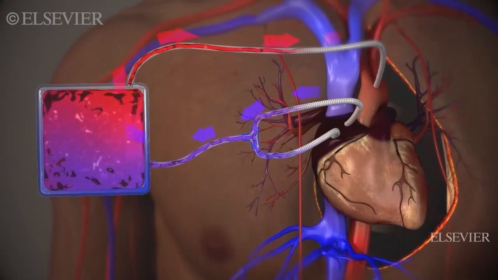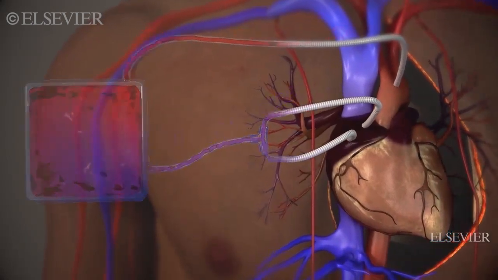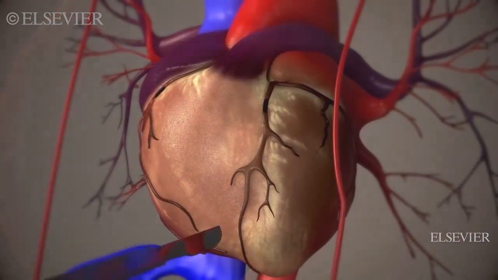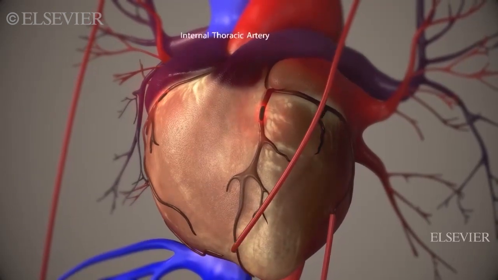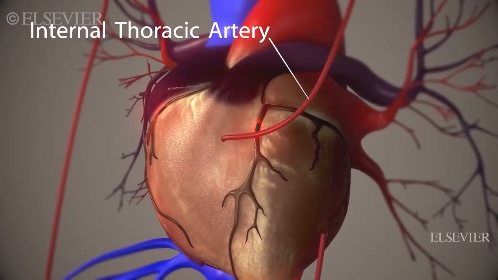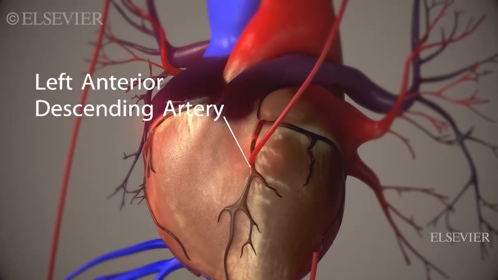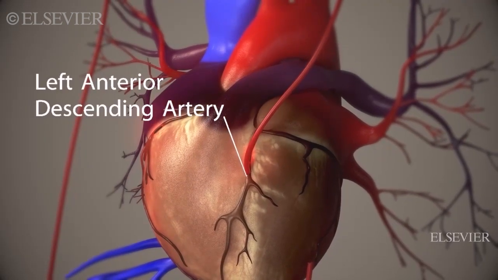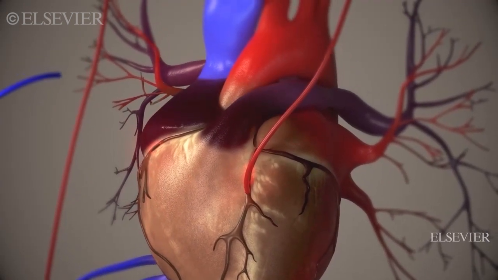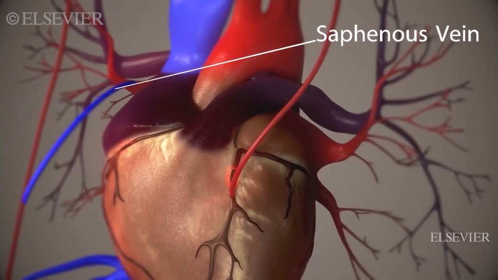Now the grafting can begin. The distal end of the internal thoracic artery is dissected and attached to the left anterior descending artery below the blockage. Then sutures are placed at one end of the saphenous vein to the aorta, and the other end to the right coronary artery below the blockage.